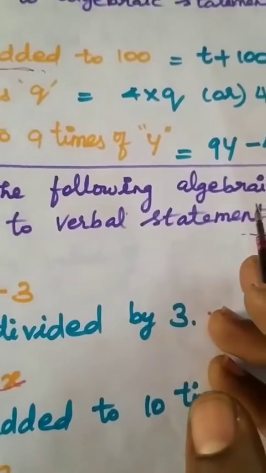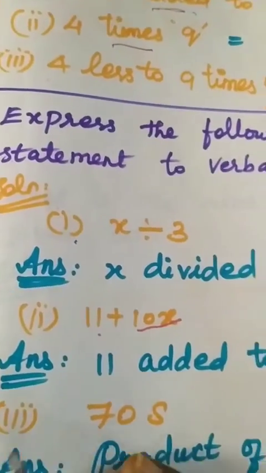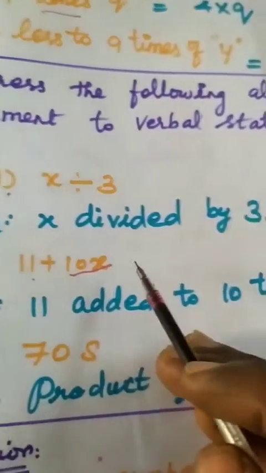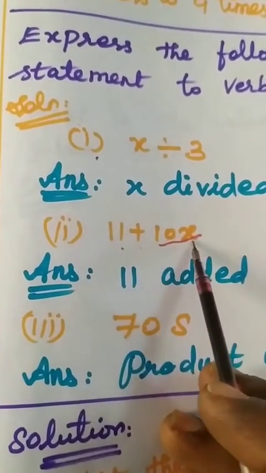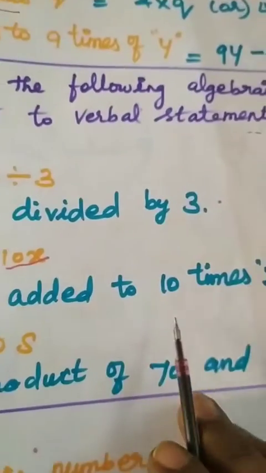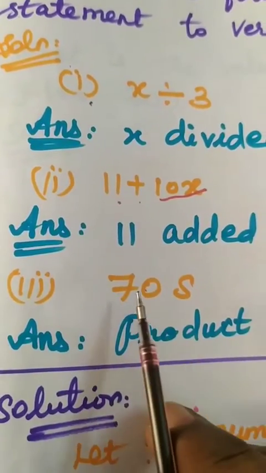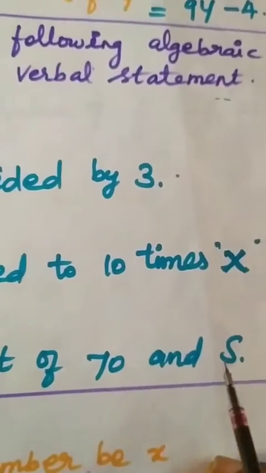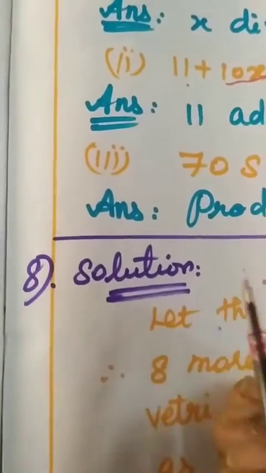Express the following algebraic statement as a verbal statement. See the solution. x divided by 3, so that is x divided by 3. Next one, 11 plus 10x. 11 added to 10 times x. Next, the third one, 70s. That is 70 multiplied with s, that is product of 70 and s. Okay, can you understand these questions? Yes. Go to question number 8.